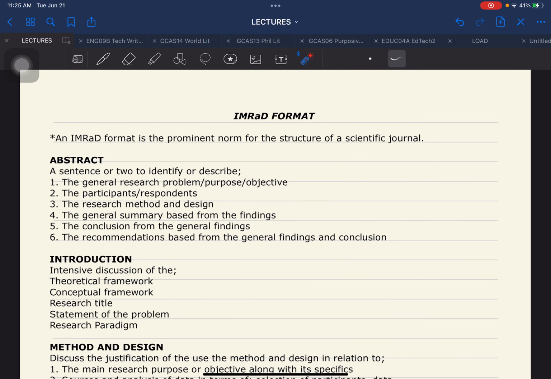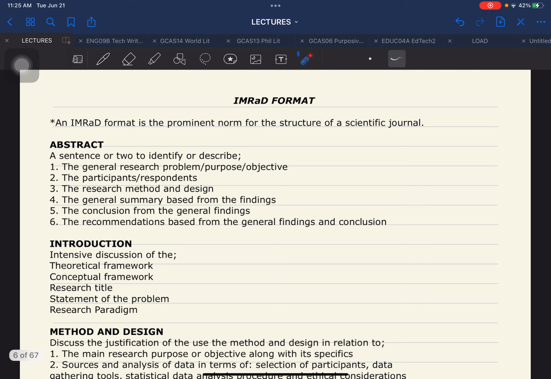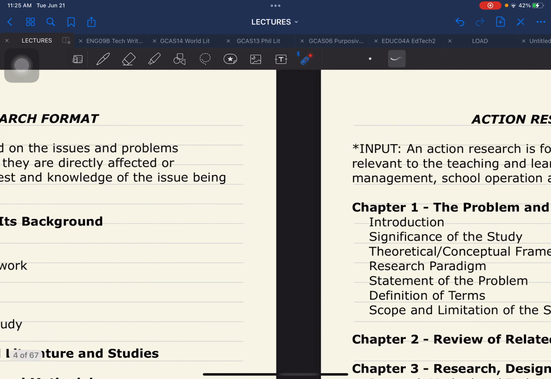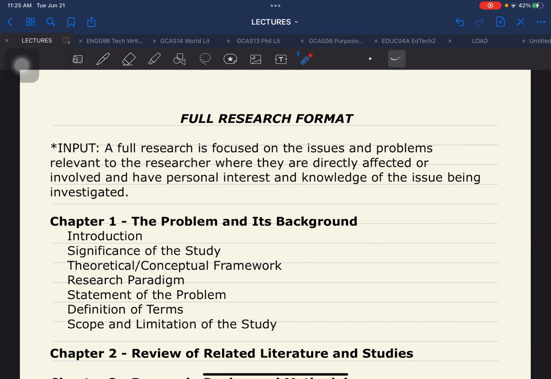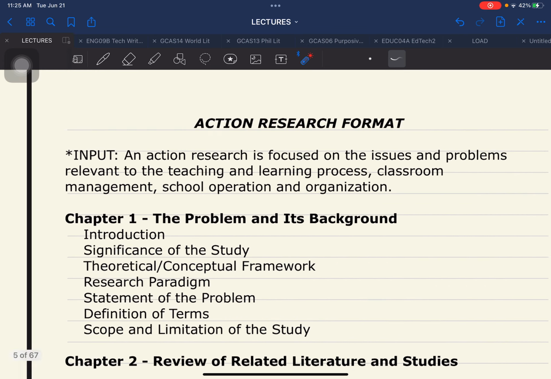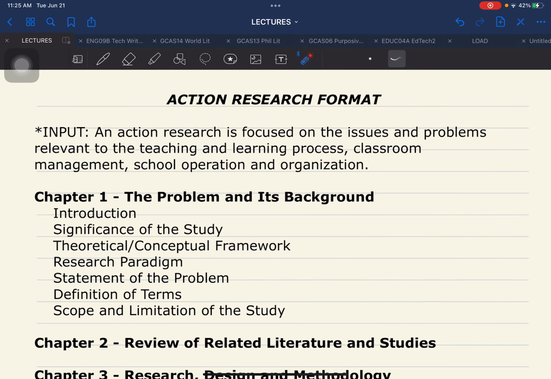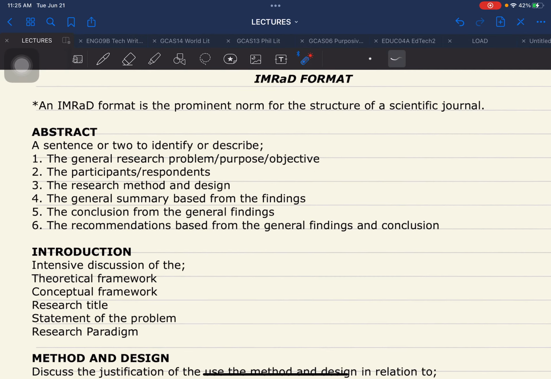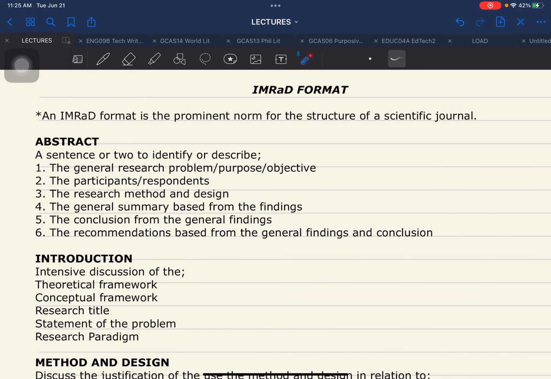So we are going to stop here, and I hope you were able to clearly distinguish the similarities and differences of these formats. So you have the full research format, its difference and similarity with an action research format, and an IMRAD format. So again, thank you very much, everyone. And I hope this was able to add knowledge and information in your skills and in your willingness to write and learn research writing.